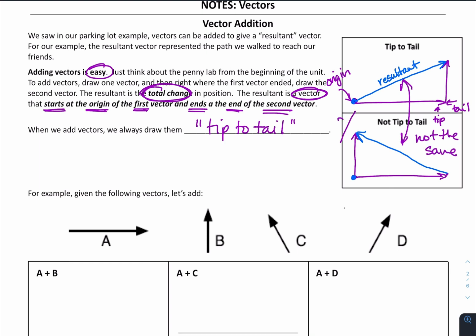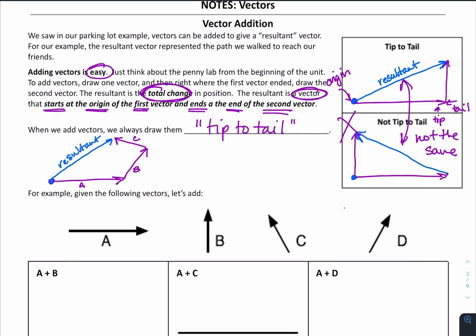All right, so do not draw it any other way but tip to tail. That stands for no matter how many vectors you have. So let's say we have three vectors that we want to put together. So here's one, and here's one. All right, so we have A, B, and C. They're all tip to tail. And then when I put in our resultant, it's going to again start at the origin and go to the last position. So this would be your resultant.